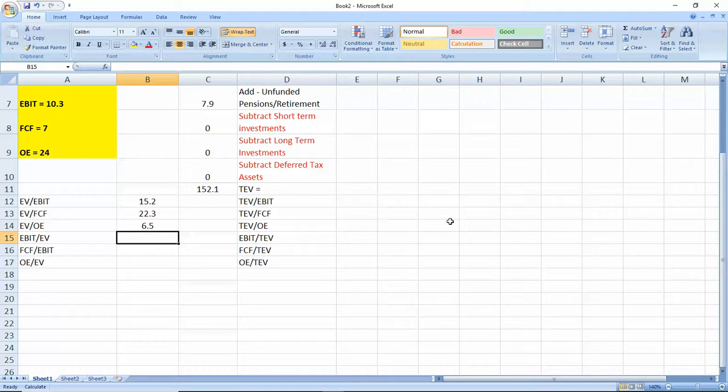So let's invert those numbers though. So 10.3 divided by 156.3, 6.6%. 7 divided by 156.3, 4.5%. And then 24 divided by 156.3, so 15.4%.